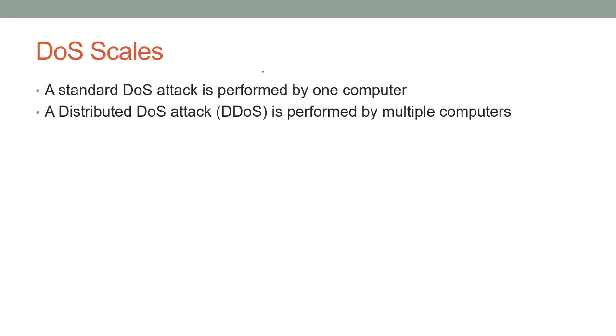A regular DOS attack is performed by one computer. Normally it's not very effective. I guess if there are ways, I'll get to that in a bit, that you could do it to your mate and then break their computer so they're unable to connect to the internet. But when you hear about DOS attacks, normally it's a DDoS, or distributed DOS attack, which means it's performed by multiple computers on something called a botnet.